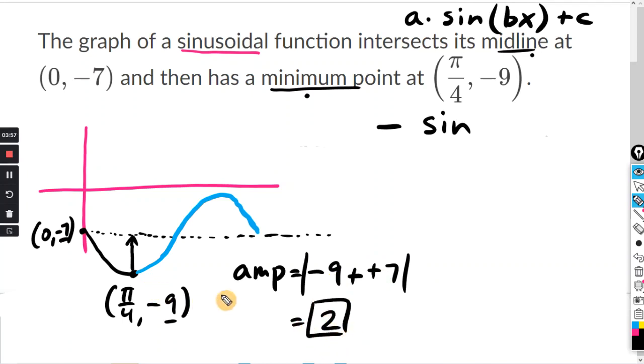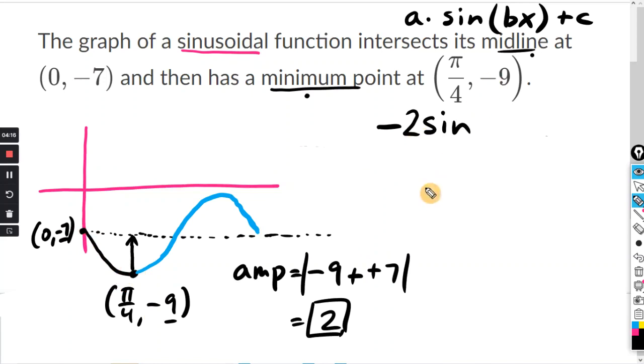Okay, of course, you can just put the bigger number first. You won't need absolute value. But the amplitude is 2, but A is going to be -2, and that's because this heads down first. And the sine function that goes like this is the negative sine.